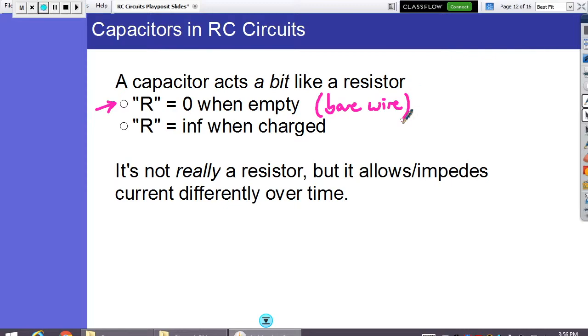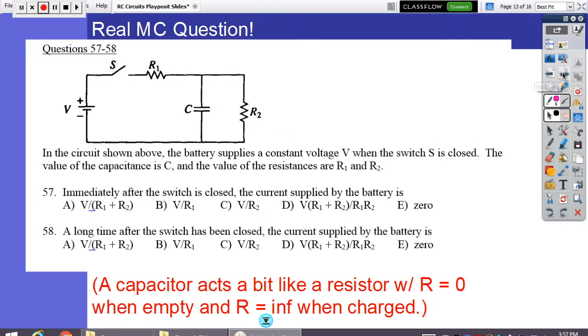And when it's fully charged, it basically blocks all current. So it acts like an infinite resistor when it's fully charged. It doesn't stop anything when it's empty, and it stops everything when it's charged. So let's look at an example quickly of a real multiple choice question.